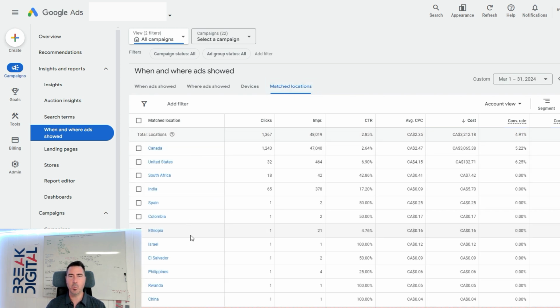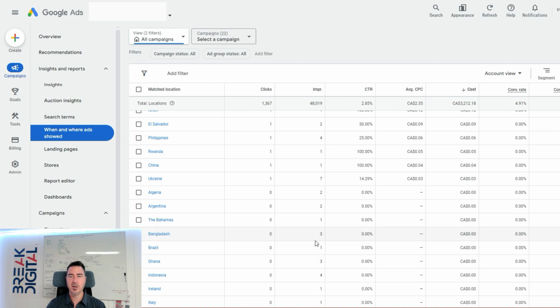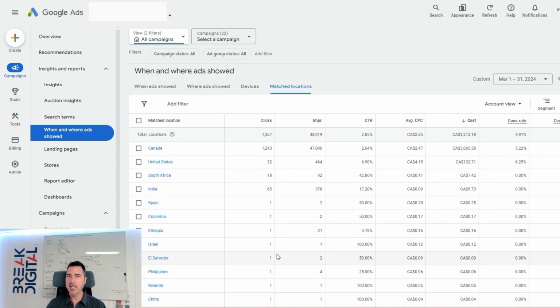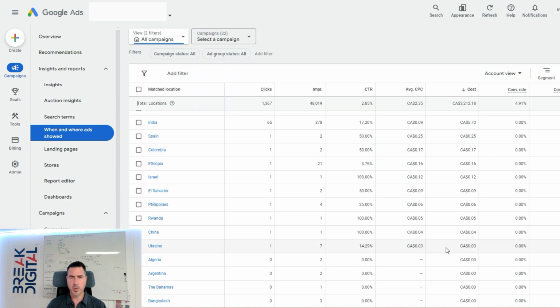And this is going to show you where people were when they actually saw or clicked your ad. And in this case, for this client, this is before they came to me for help. They were spending just over $3,000 a month. And $132 was spent in the United States, $742 in South Africa, $570 in India. And it trails off pretty quickly down to 3 cents in Ukraine, 4 cents in China.